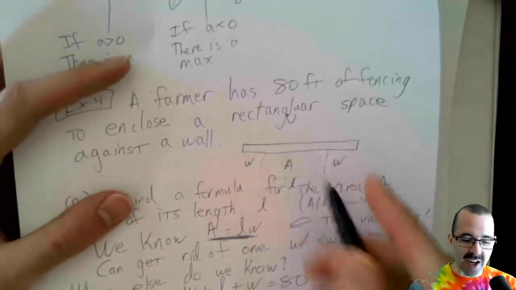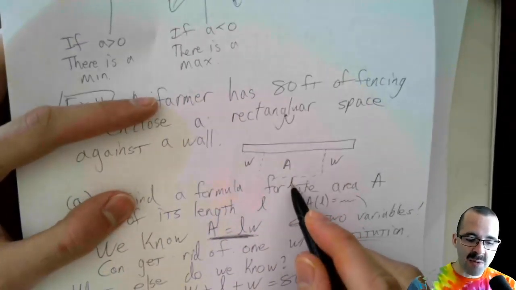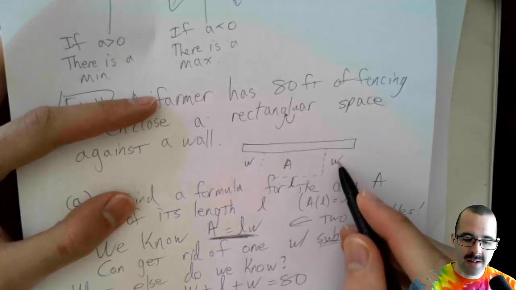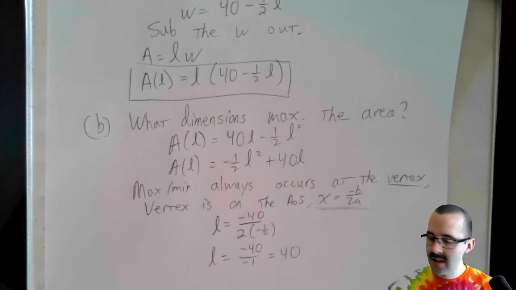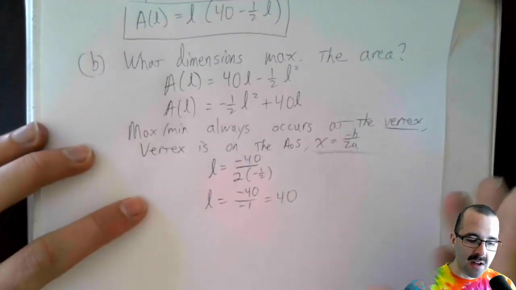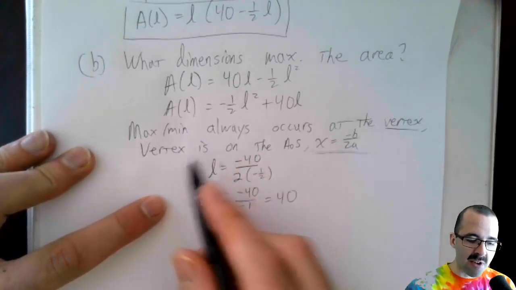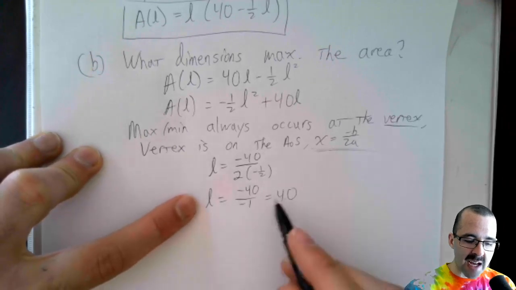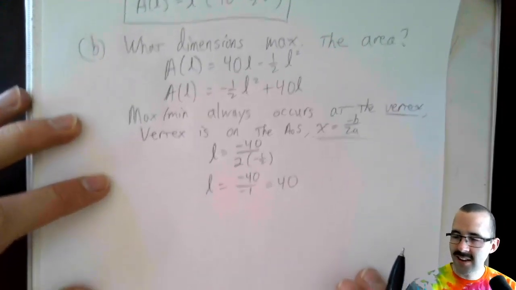This is the situation. We got the wall. We found that the length has to be 40, but dimensions, we need to tell them what the width is going to be as well. All right. So one of the dimensions is going to be 40 because the maximum occurs at the vertex. The vertex is on the axis of symmetry. We found out that that happens when the length is 40.